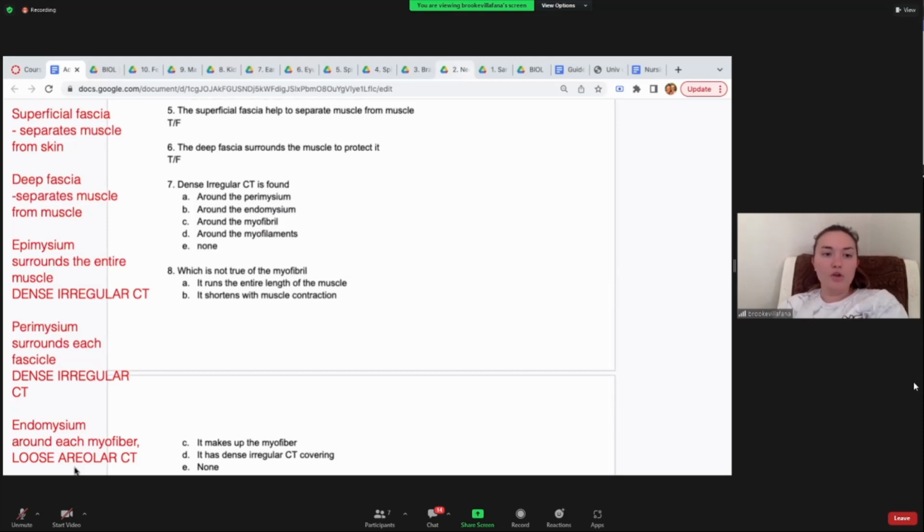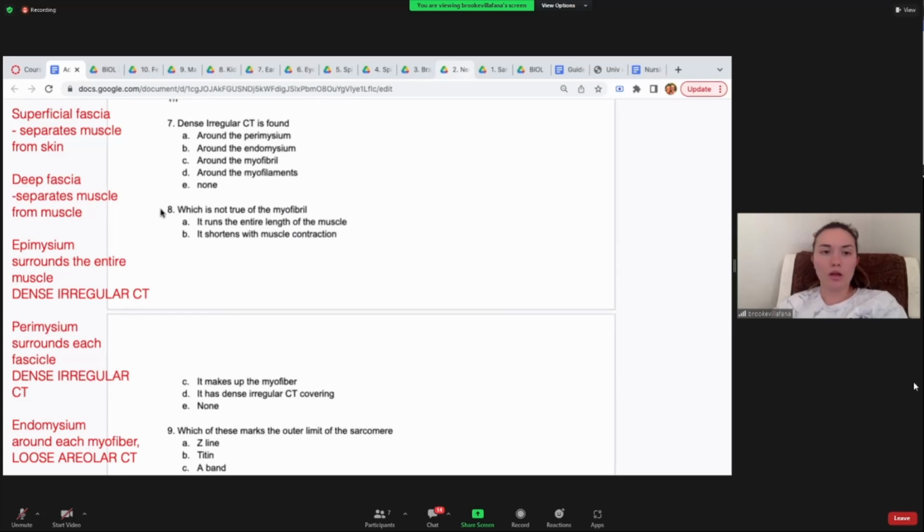So again, loose areolar is endomysium, perimysium has dense irregular. Does that make sense? And so does epimysium. The myofibril and myofilaments don't have any connective tissue at all. So 7 really is a bad question. Question 8, which is not true of the myofibril? Okay, so the myofibril. So kind of refresh your memory. What is the order? And then we'll answer it.